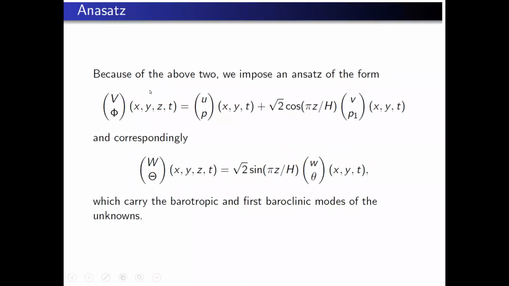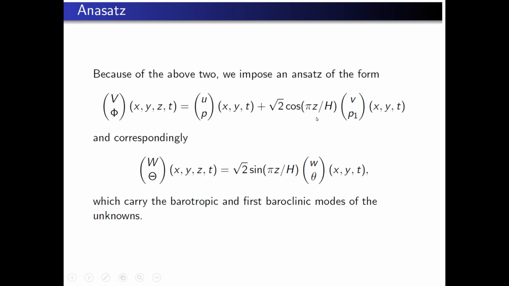Now, because of the above, we impose the following ansatz. So the velocity field and the pressure are the barotropic mode, namely the average in the z direction, so it's a function of two variables, and the baroclinic mode, which is basically the rest. So this is the coefficient of it, but I take only one Fourier mode, only the cosine. I don't take cosine 2 and cosine 3, cosine 4, because as I told you, this is what is dominant in the velocity field based on measurements.